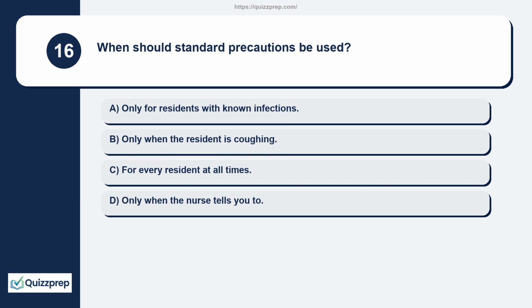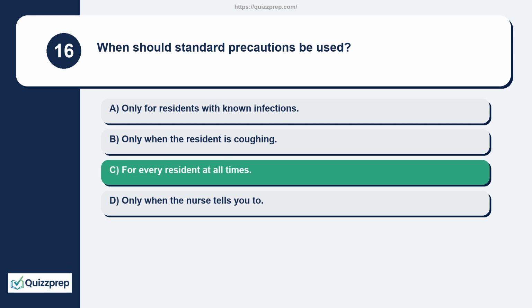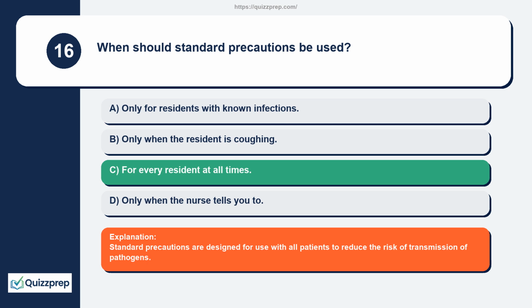Question 16. When should standard precautions be used? Only for residents with known infections, only when the resident is coughing, for every resident at all times, only when the nurse tells you to. Standard precautions are designed for use with all patients to reduce the risk of transmission of pathogens.